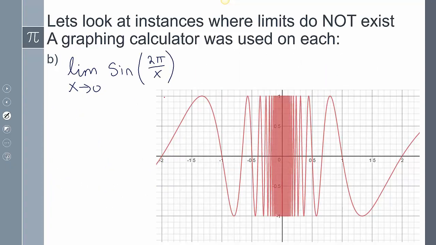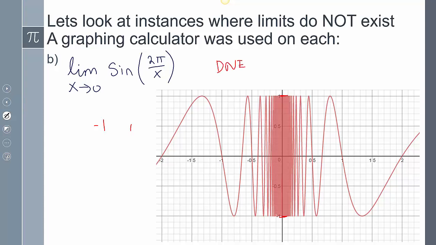This is the sine of 2 pi over x as it approaches 0. This looks like a mess, right? But it looks like simultaneously my graph is at positive 1 and negative 1. And so as I approach this value, depending on which side I approach it from, one is going to be negative 1 and one is going to be positive 1. How does that work? So therefore, that's why it does not exist.